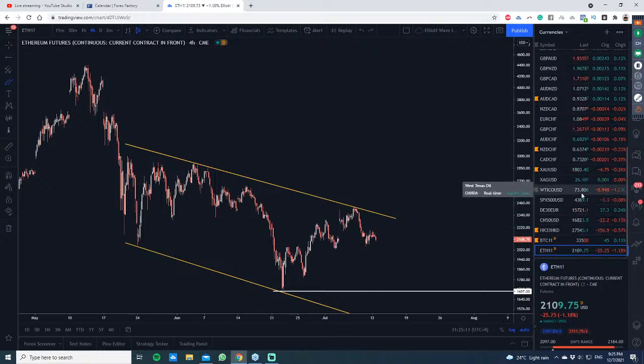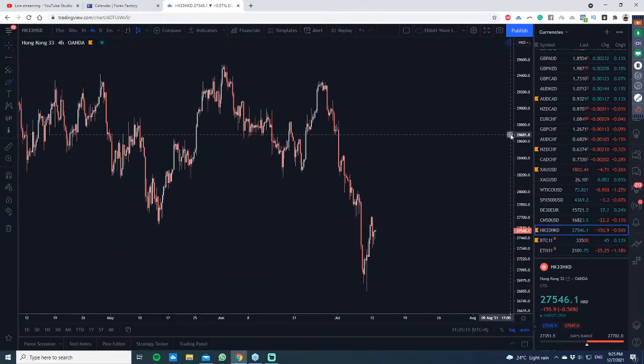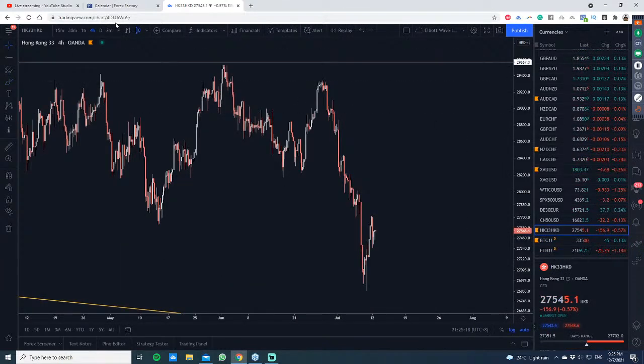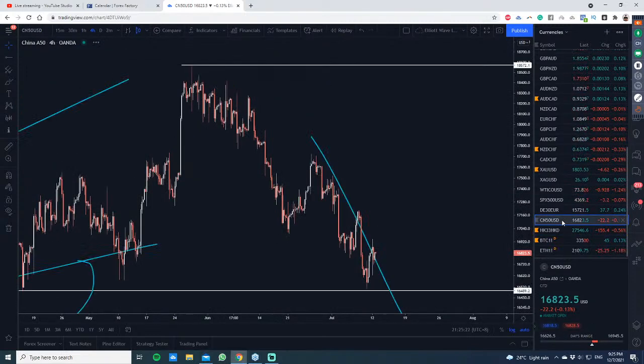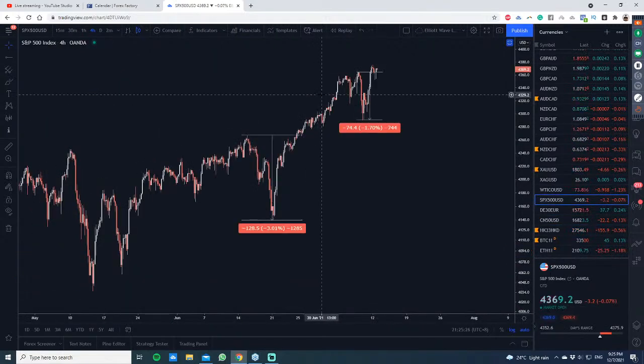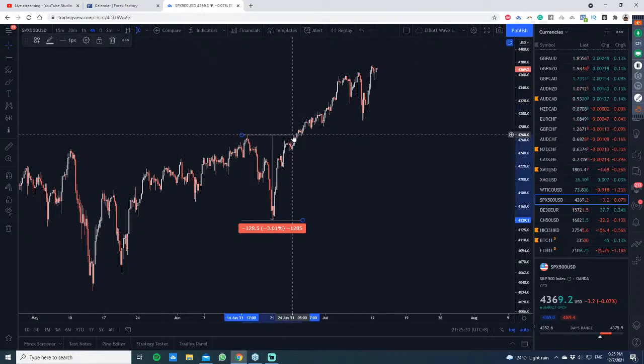Great. Other than that, if you're looking at some of the indices, you might want to focus on the Hang Seng. Just to show you some of the world indices here. China. The S&P is again making new highs last week. So overall, stock market wise, everything is still rather bullish to me.